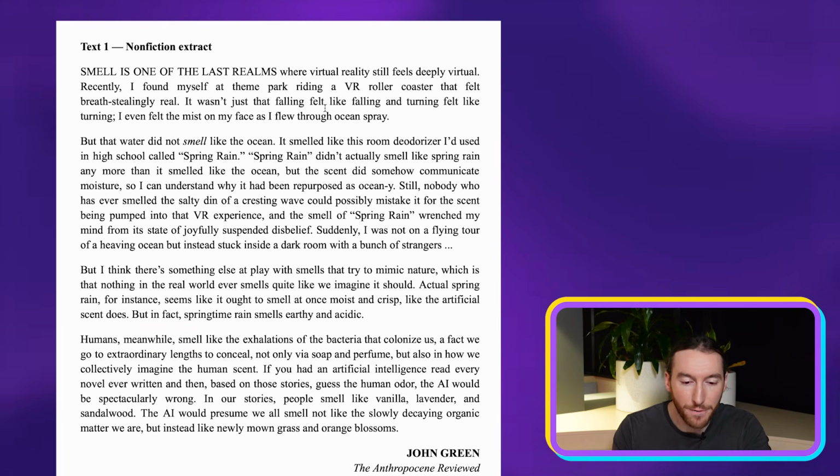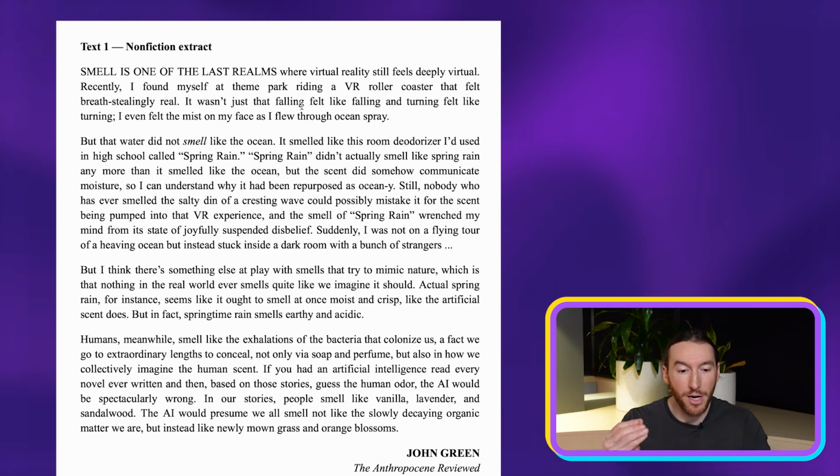Recently, I found myself at a theme park riding a VR roller coaster that felt breath-stealingly real. Okay, alarm bells. Recently, I found myself at a theme park. Already in my head, I'm thinking anecdote. They're providing an anecdote. They're providing a story, a personal account of something that happened to them recently.